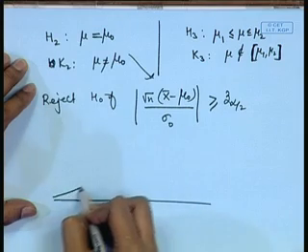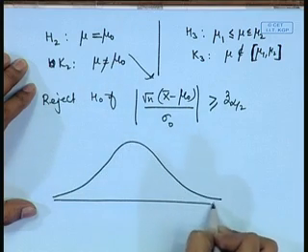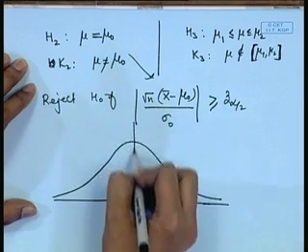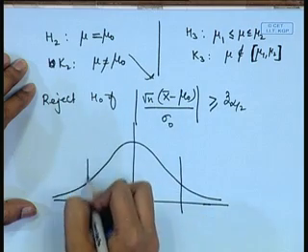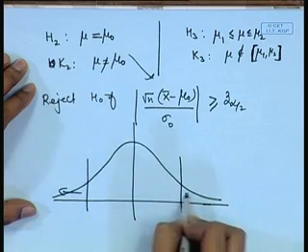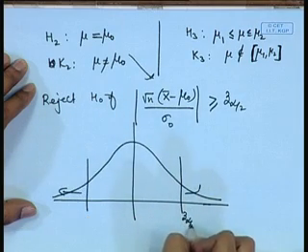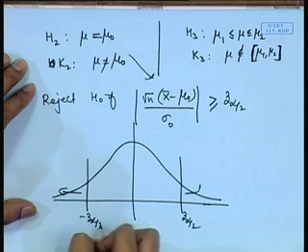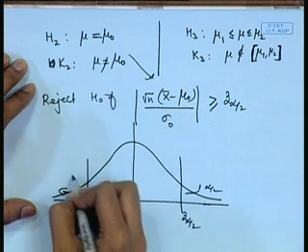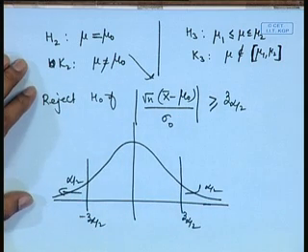Because if we are looking at the probability of the type 1 error here, then you are having rejection in both the regions. So, this point has to be alpha by 2 and this point has to be minus z alpha by 2.